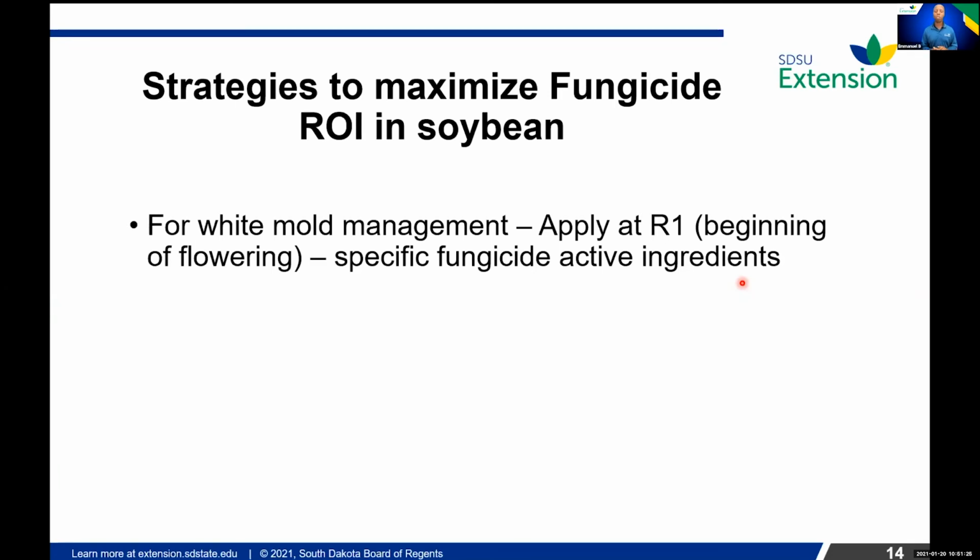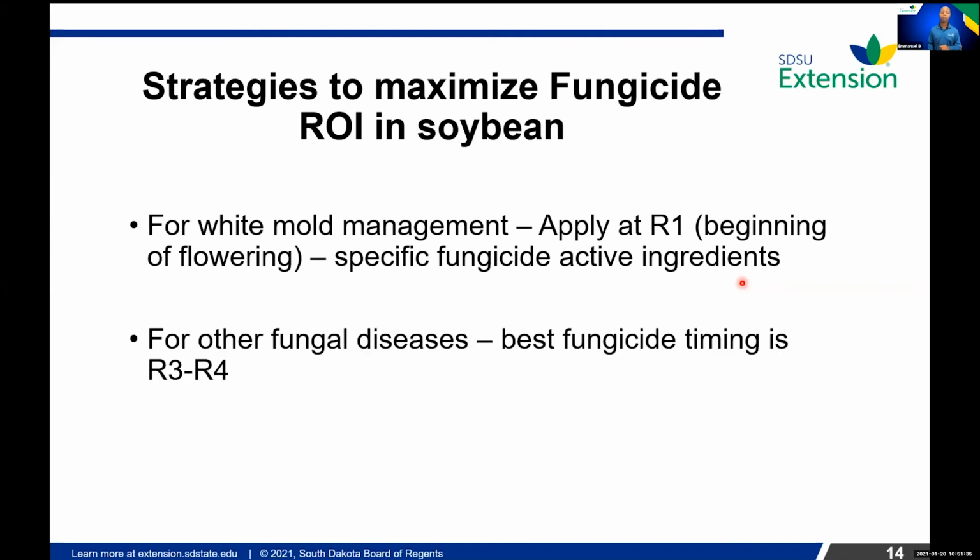Then in those conditions, you may want to think of applying a fungicide at R1. That's the best timing to control white mold. For the other diseases, like we mentioned, brown spot or Frogeye leaf spot, since these tend to develop and become more severe later in the season, you may want to delay that fungicide to around R3, R4, so that you have extended protection. The Frogeye leaf spot pathogen is favored by warmer and wet weather.